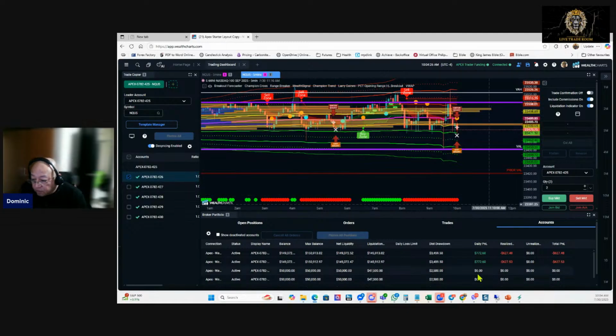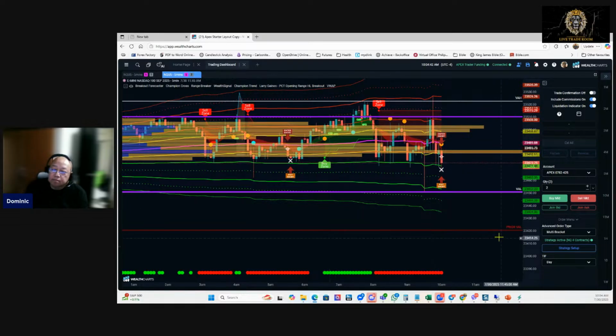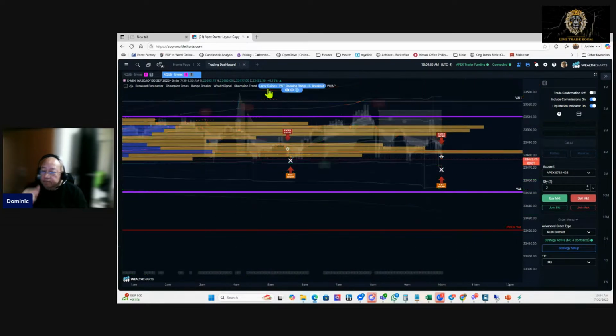So there, we're up 772, but all in all, it's basically 1400. I copied these trades, right? Around 1500 right now, total, but each account is around 772. And you can see on here also, there's my first trade during the London session, I believe, and this is my second trade.